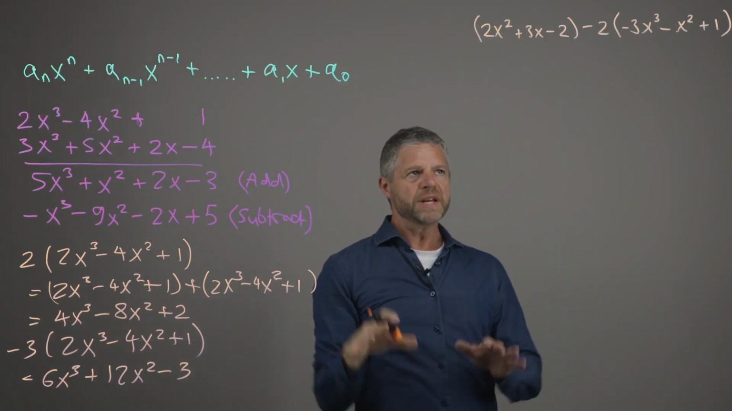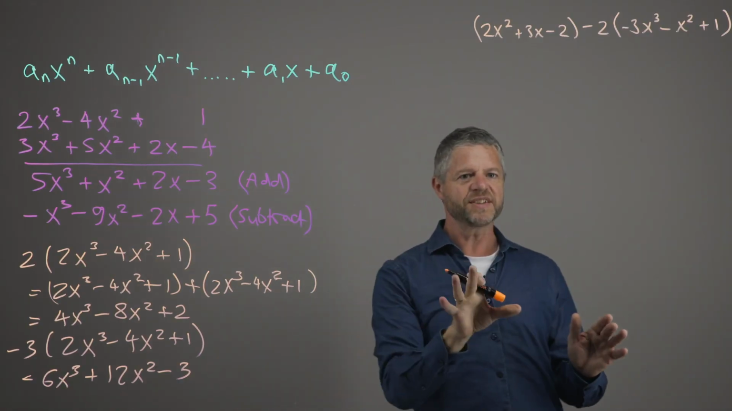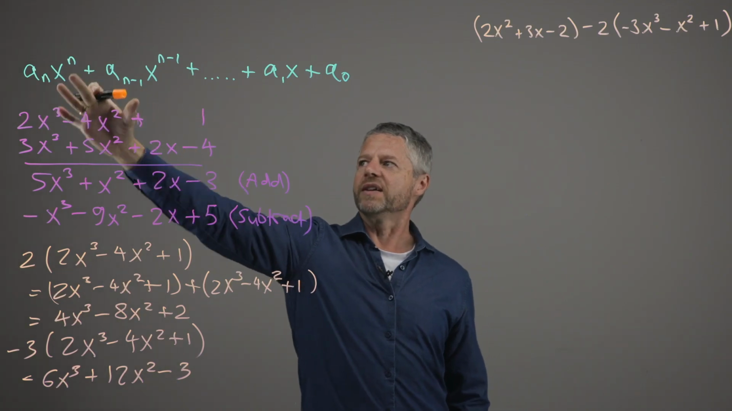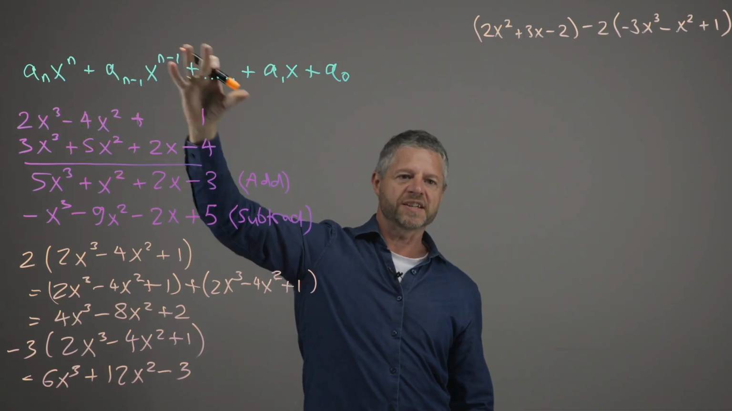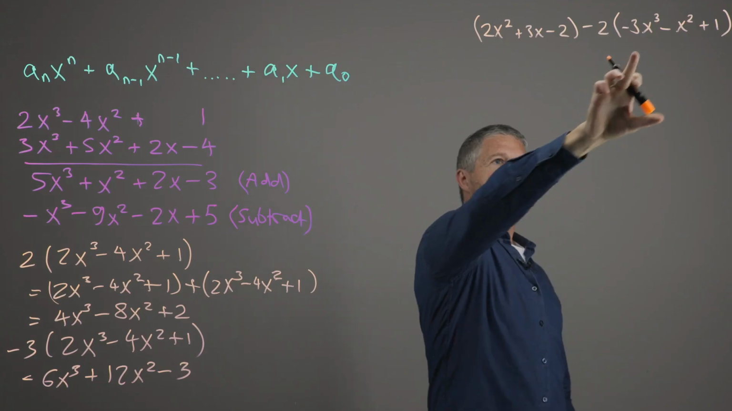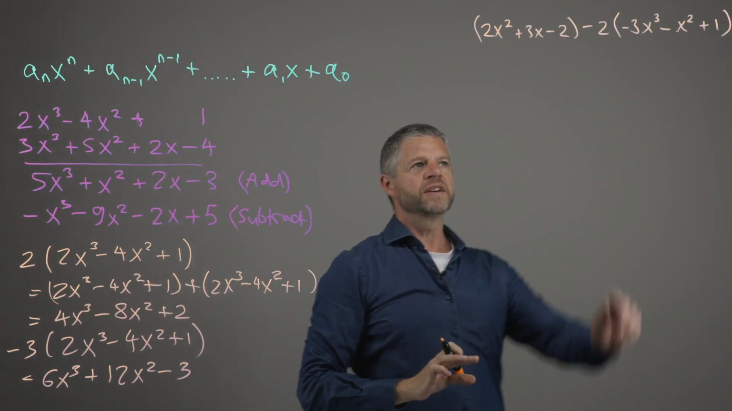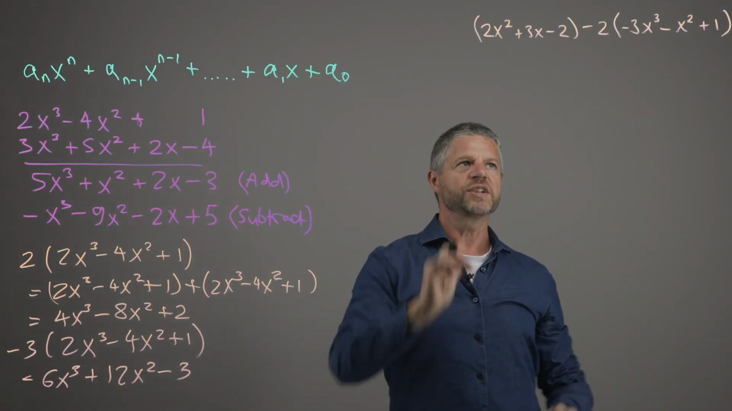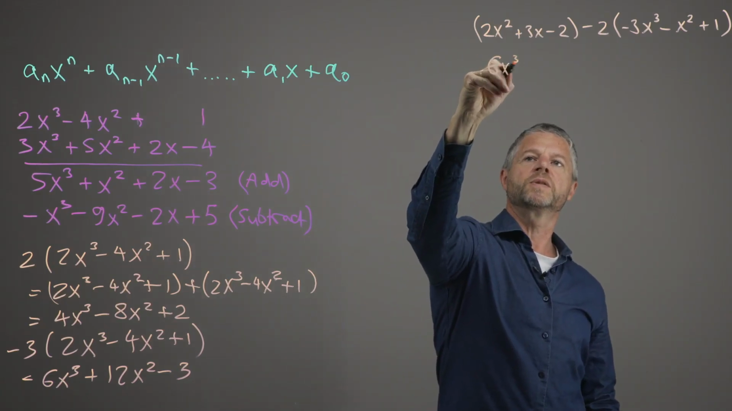And to minimize the amount of writing I'm doing and reorganizing, I'm going to think ahead to end up with a polynomial where the highest power of x is written first and in descending order all the way down to the constant. So just looking at this, I can see my highest power is x cubed, and I've got minus 2 times minus 3x cubed, so that will be plus 6x cubed.